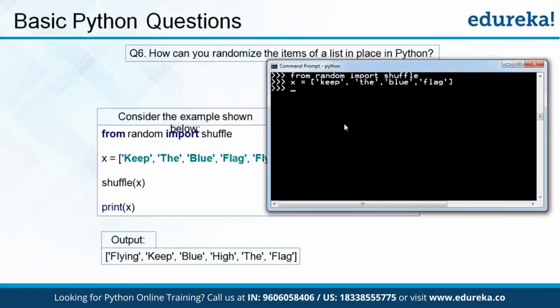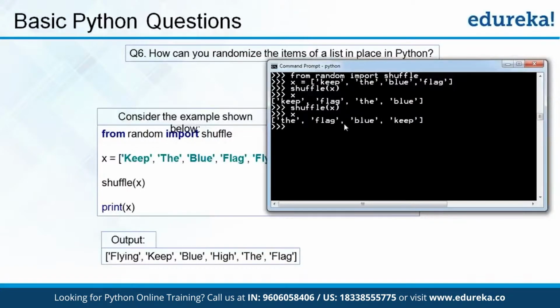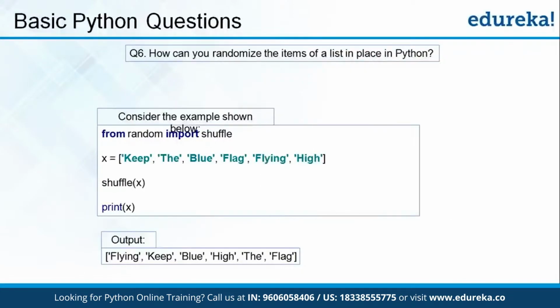Just a moment. Okay, so we create this particular list. X is equal to keep the blue flag, individual items, and you want to shuffle this thing in place. You want to shuffle the original item. You do shuffle of X. When you print X, you see that the items have been shuffled. You do it again, and you see that it has been shuffled again. This is how you shuffle items in place. Are you all clear? All right, super.